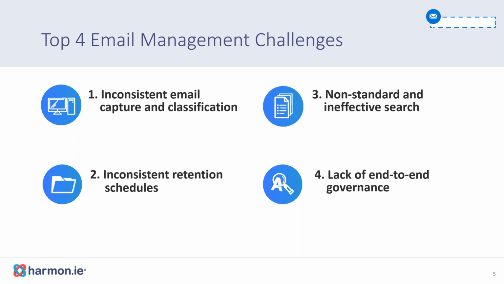Challenge number three is non-standard and ineffective search. If information is not organized accurately or efficiently, and according to an accepted standard or method of operation, it will be very difficult to find that information later on. Doing just a word search is very difficult because people call things different things. Trying to guess what somebody called something and then look for it is not a very efficient way to look.